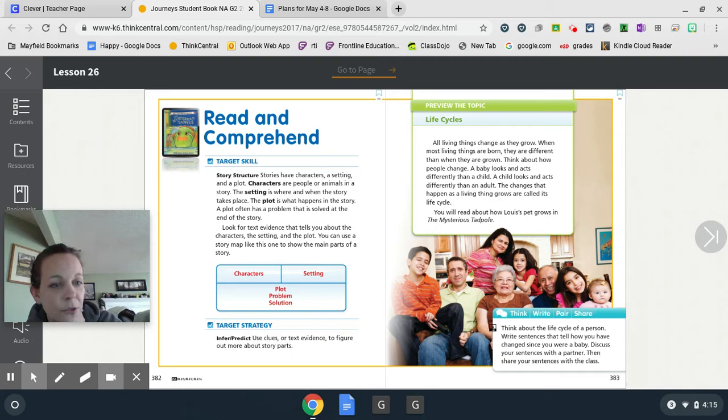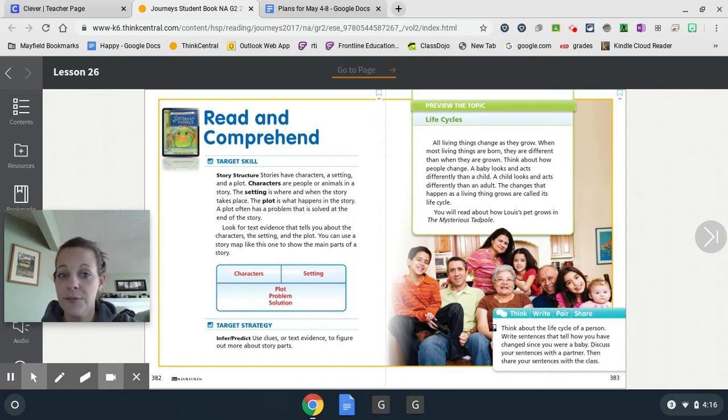Think about how people change. A baby looks and acts differently than a child. A child looks and acts differently than an adult. The changes that happen as a living thing grows are called its life cycle. You will read about how Lewis's pet grows in The Mysterious Tadpole.